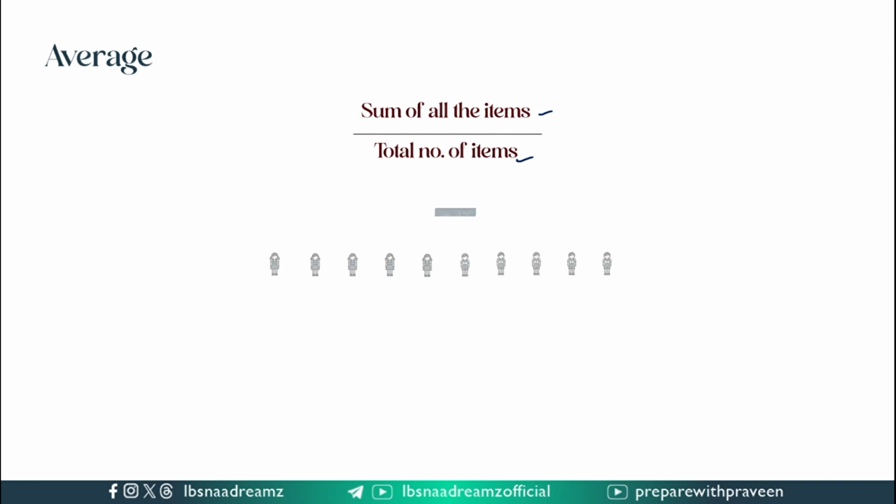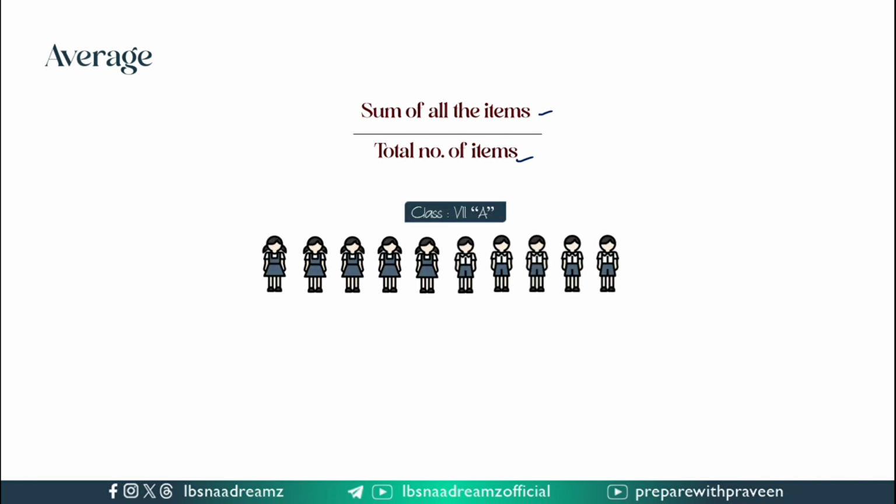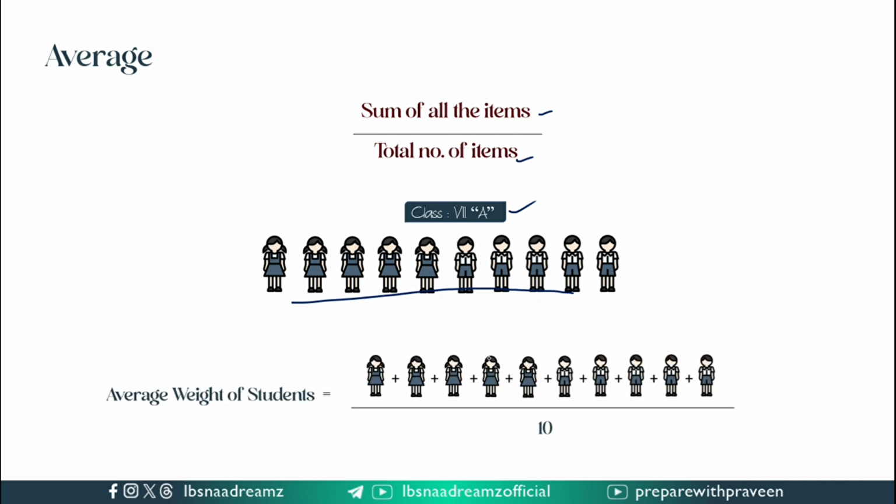Let us take, there are 10 students in class 7th A and you have to find the average weight of all the students in class 7th A. To find the average weight, you have to add the individual weights of all the students and divide them by 10. Totally there are 10 students, right? So we are dividing the total weight of the students by 10. By calculating like this, we can easily get the average weight of the students in class 7th A.